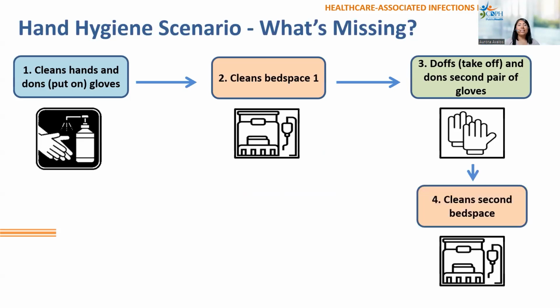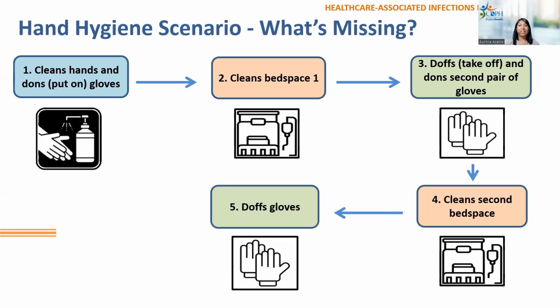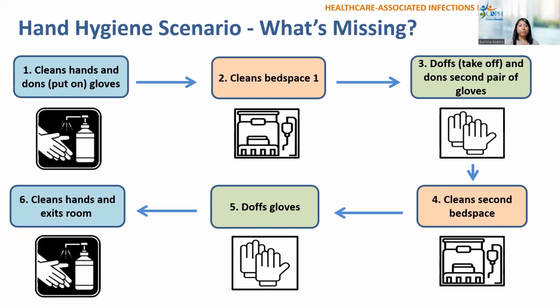They go to clean resident number 2's bed space. Then they remove their gloves and perform hand hygiene before leaving the resident's room. Think about this situation. Where else should the EVS staff have performed hand hygiene?